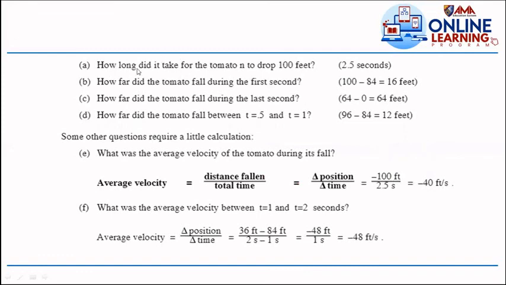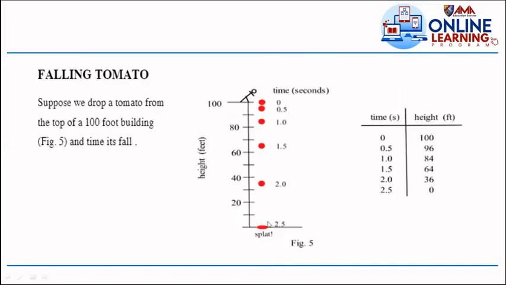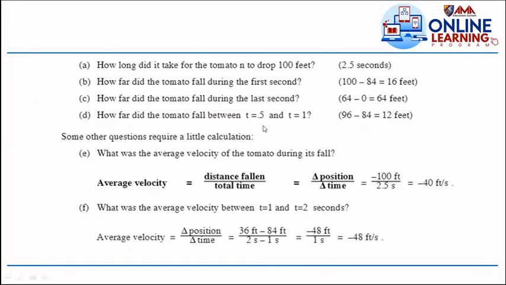Question letter A, how long did it take for the tomato to drop 100 feet? Okay? So, if we're going to look at our figure, magmula dito hanggang dito, gano'n raw siya katagal. Okay? So, we have a total of 1 hanggang dito. The total height is 100 feet. Ito na po siya, no? How long? It will take 2.5 seconds.